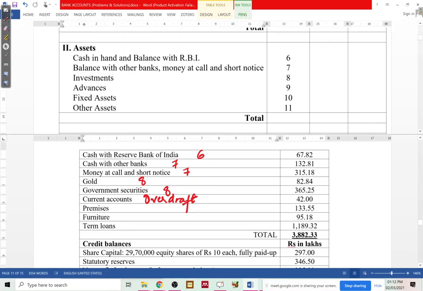So advances is schedule 9. Then you have premises. Of course, they are fixed assets, furniture is fixed assets, and term loans are again a type of loans. So advances, and they will go under schedule 9.